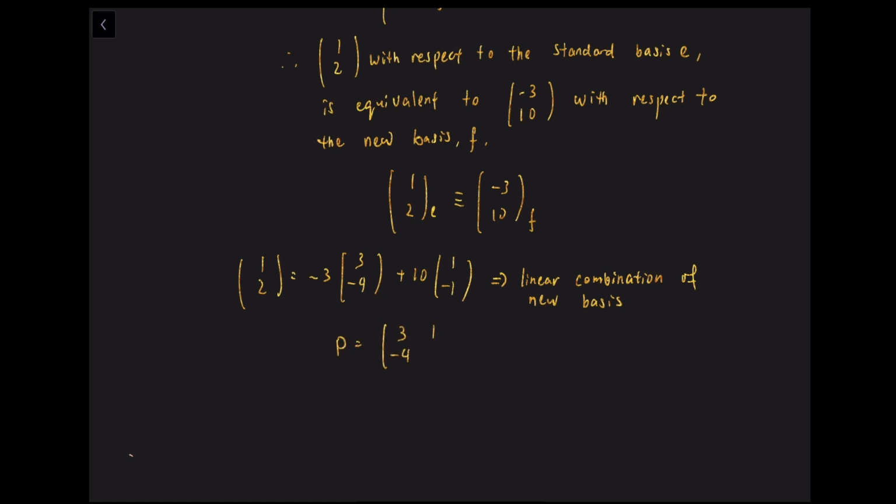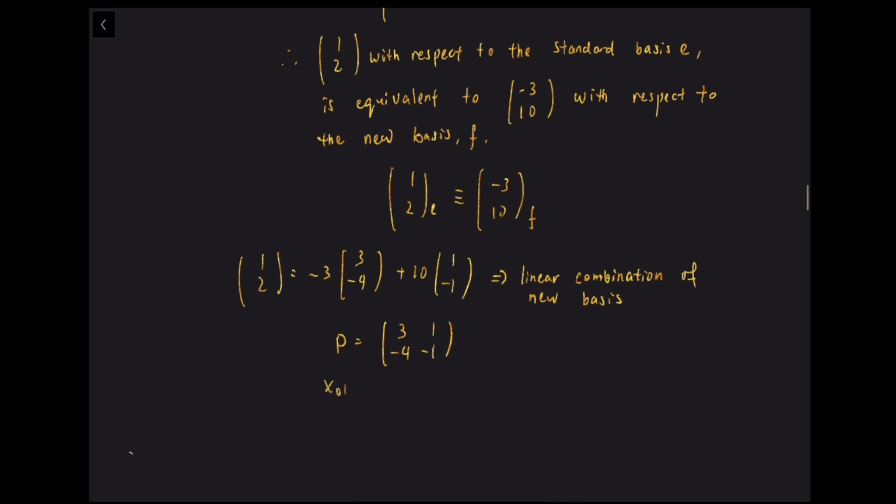We deduce that the equation connecting a vector in the standard basis, referred to as the old basis, to the equivalent vector in the new basis is given by x old equals P times x new, where for example x old here is (1, 2) and x new here is (-3, 10).